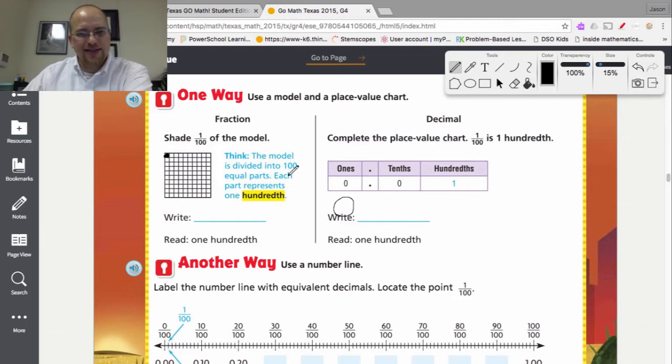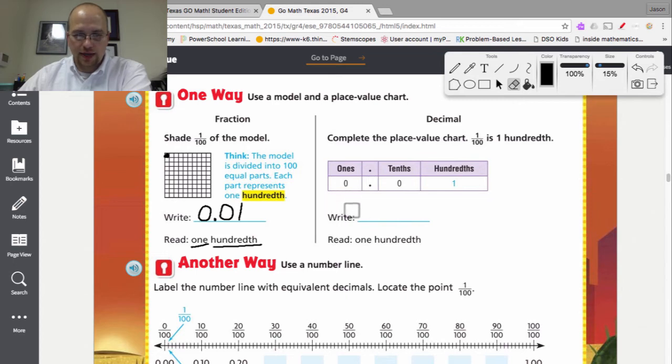What does that look like as a decimal? We've already done this before. We know what it looks like. We have to write a 0 and then our decimal point, and there are no tenths and 1 hundredth. So we have 1 hundredth, and we read it that way, 1 hundredth.